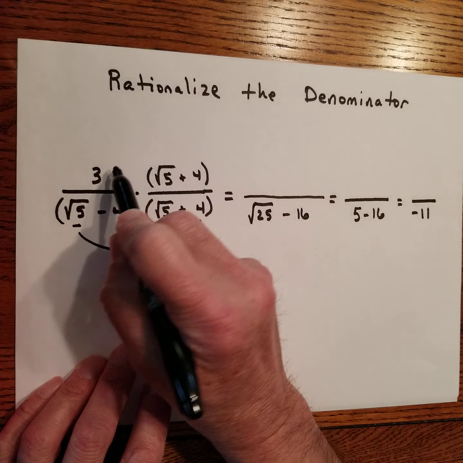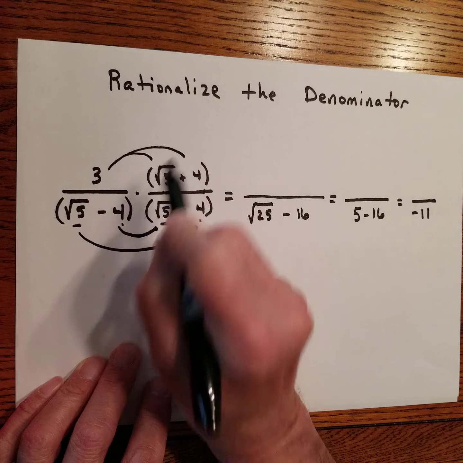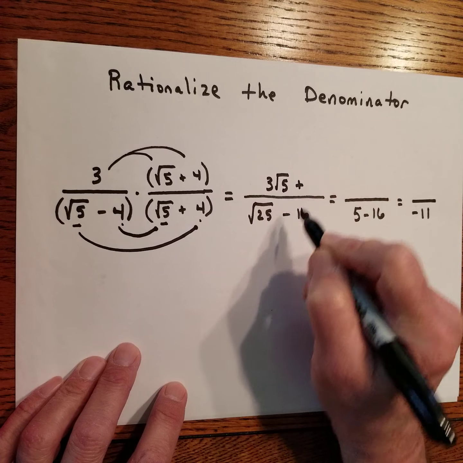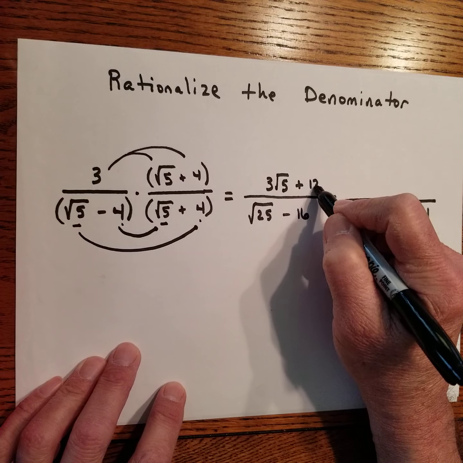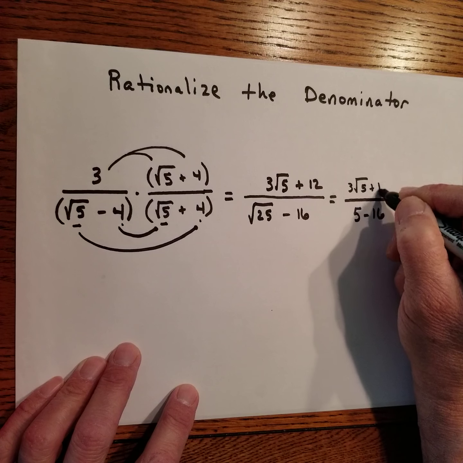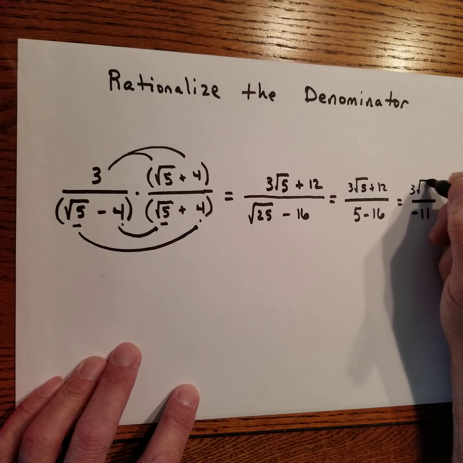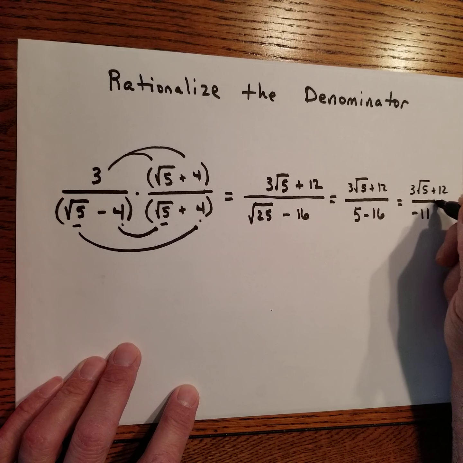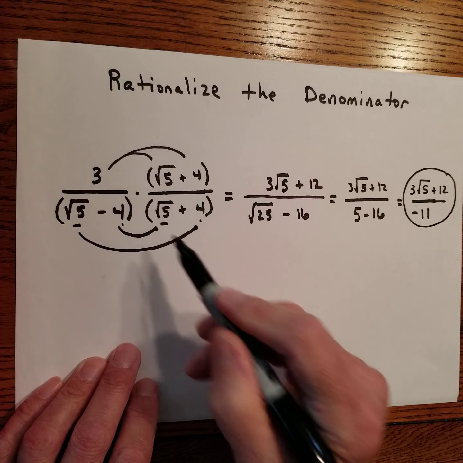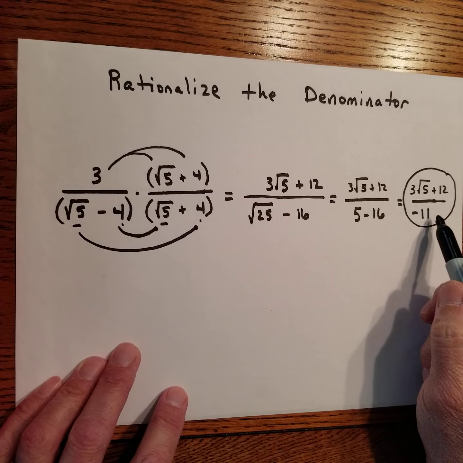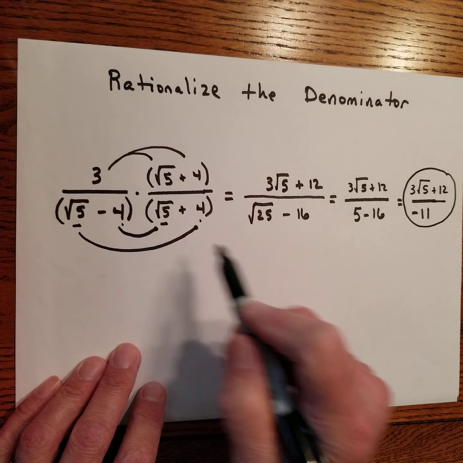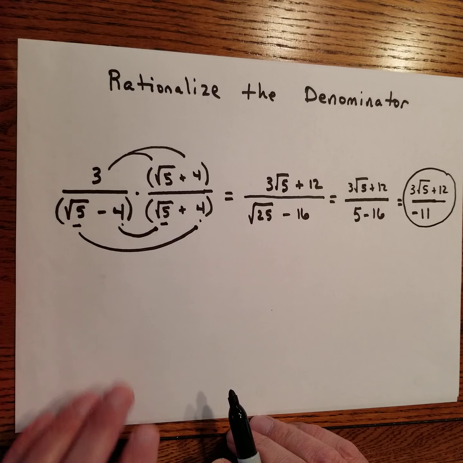For the top, we'll take this 3 and we'll distribute once, we'll distribute twice. Here's 3 times the square root of 5. And 3 times 4 is 12. There's nothing to simplify in the top, so we'll copy. Now that final answer doesn't look any simpler than the original problem, except there's no square root in the bottom, and that was our goal. This fraction has the same value as this fraction, but the bottom has been rationalized.